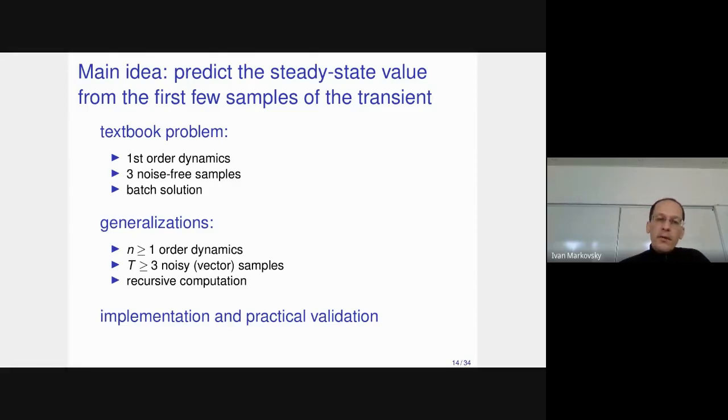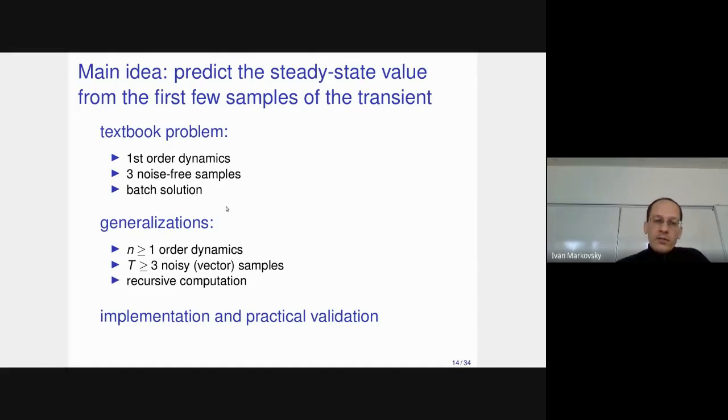The textbook problem is very academic. It's about first-order dynamics because of Newton's law. It's about exact data, in which case it turns out we need only 3 samples of the process, and we can do the prediction by just some computations, which are an analytical derivation of the answer.